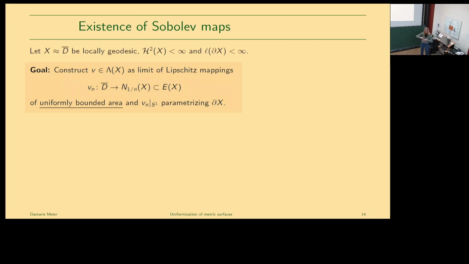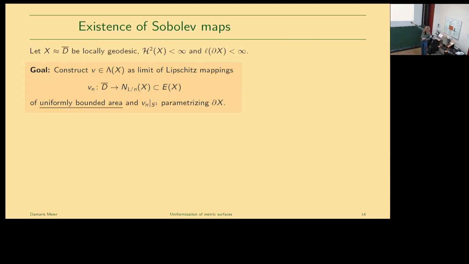Exactly. So you map into some little bigger space, and you have a Lipschitz map. For every n, you get such a map into the 1 over n neighborhood. Then the Lipschitz constant might blow up if you let n go to infinity. But we construct these mappings in such a way that they have uniformly bounded area. The uniform bound on the area eventually gives, after some reparametrization, a uniform bound on the energy, and therefore we can apply compactness results to get convergence.